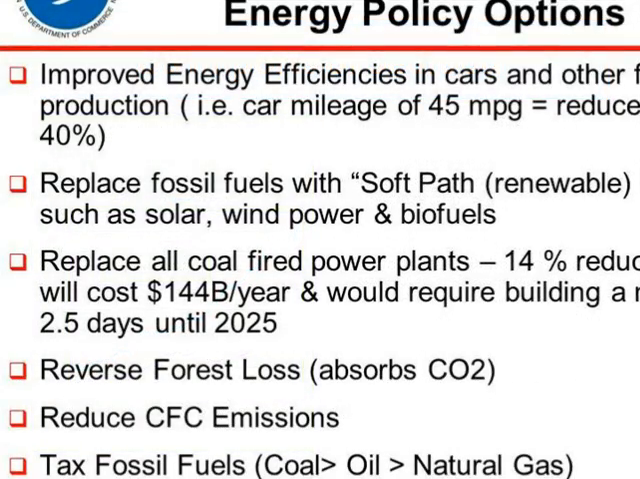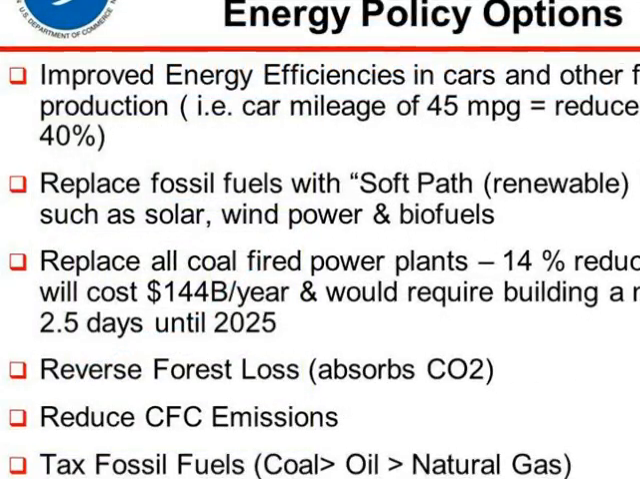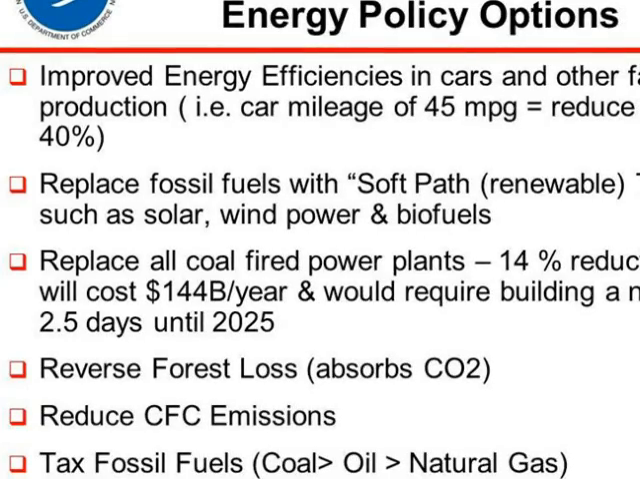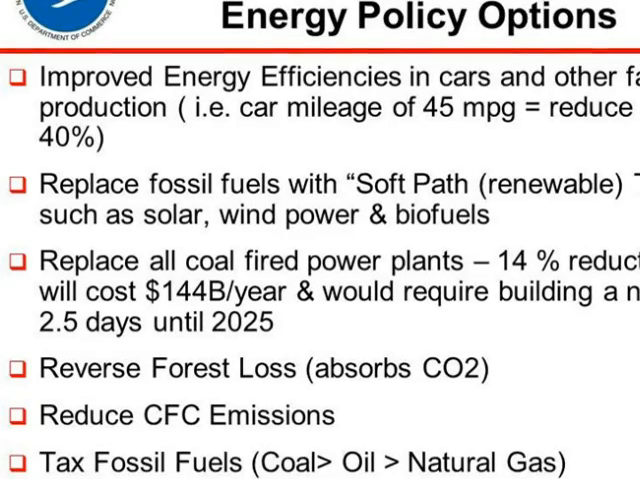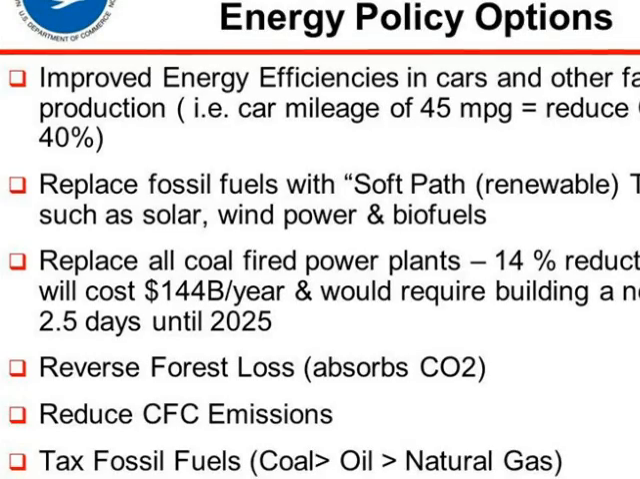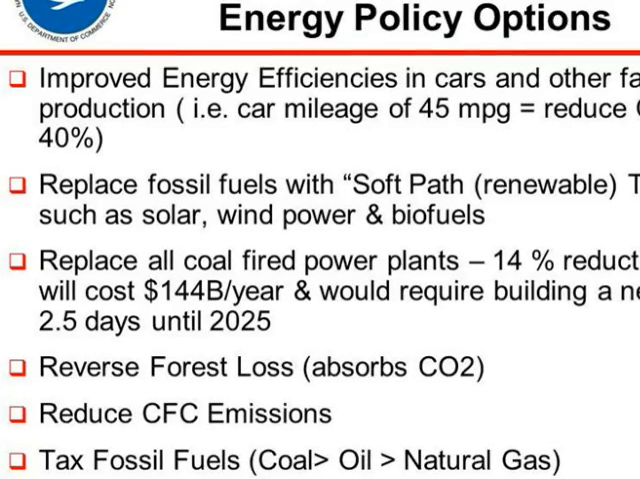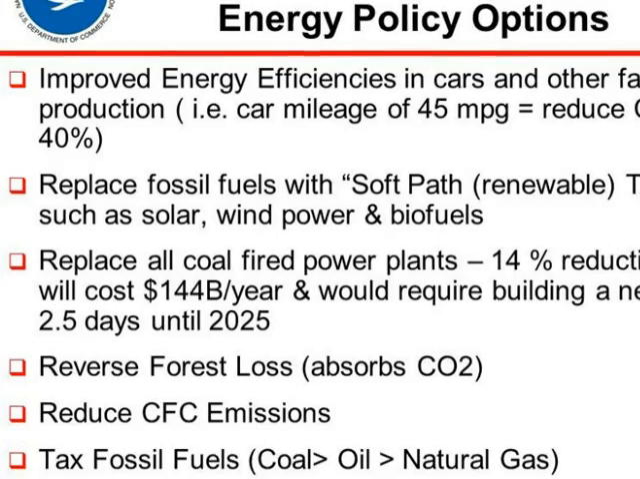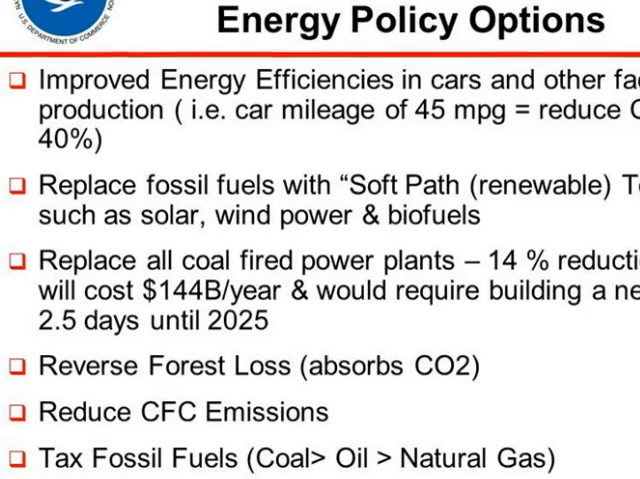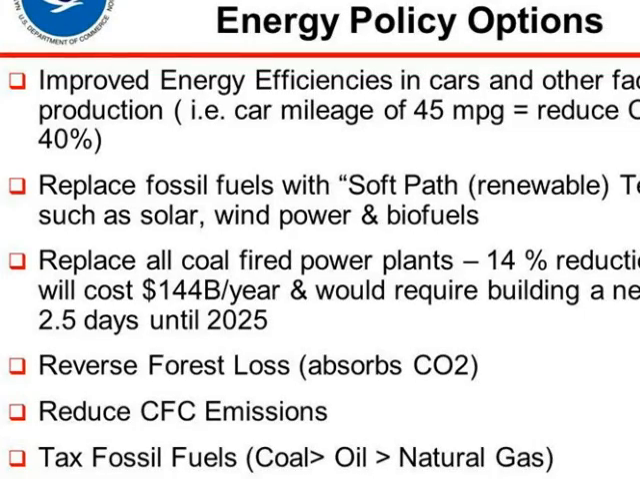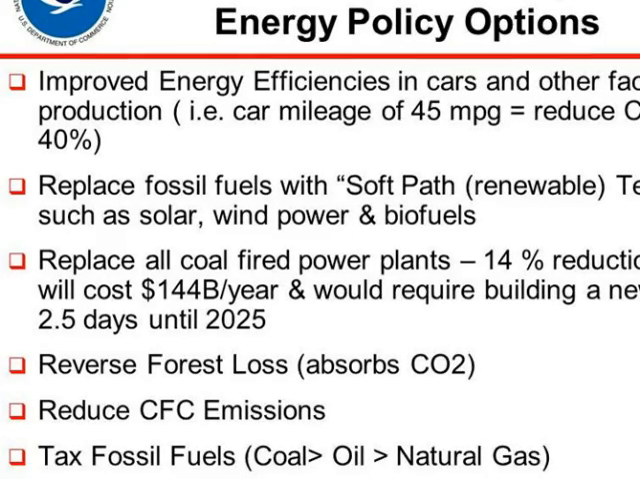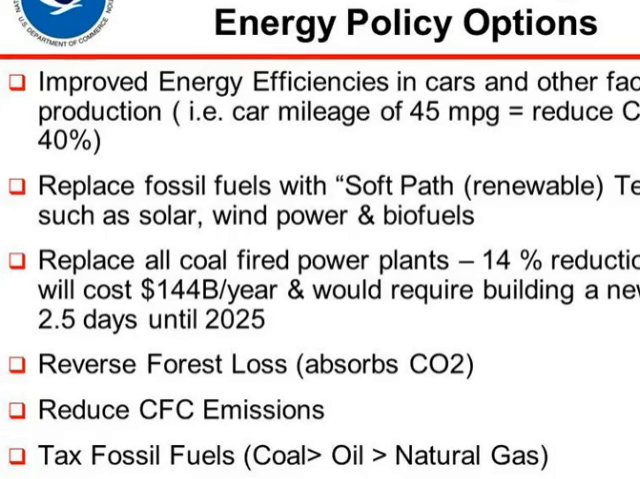So now let's sort of wrap our discussion up on climate change and look at what we can really do about this in terms of looking ahead to the future. And this slide outlines a couple of options. One of the first things we could do would be to increase the energy efficiency in cars and other facets of energy production. Car mileage of 45 miles per gallon is a fleet fuel mileage target which the President wants, would reduce CO2 levels by 40%. That would be a major reduction in our CO2 footprint as a nation.